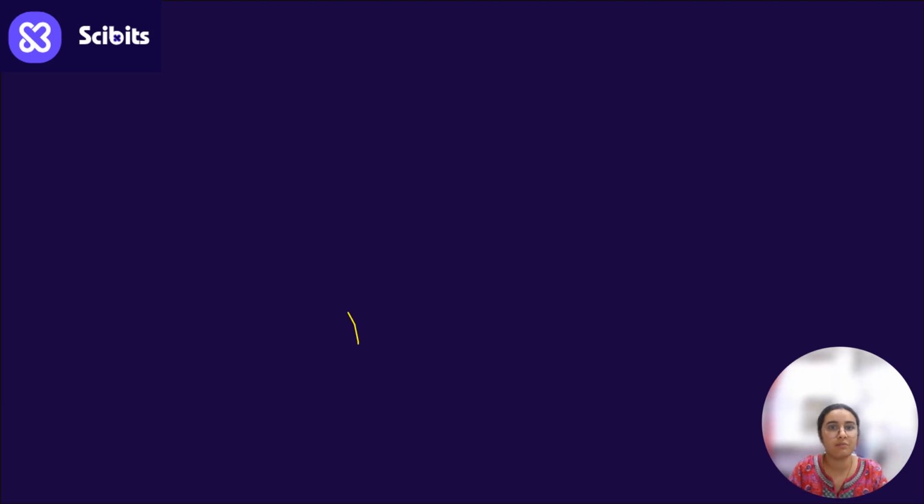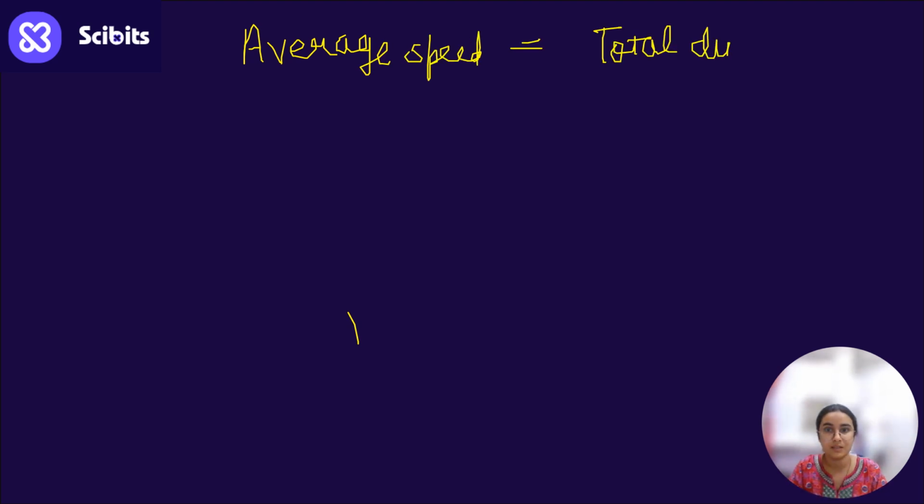Okay. So there is one more important concept, that is average speed. For average speed, just remember this formula: total distance upon total time. I would like to explain it with the help of an example so that you'll be able to follow easily.